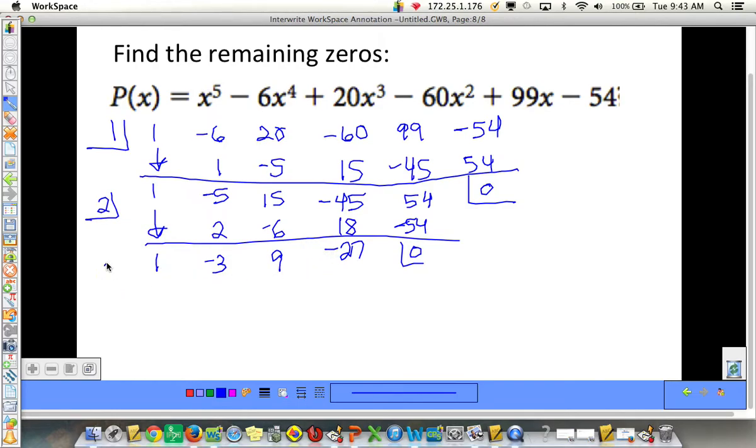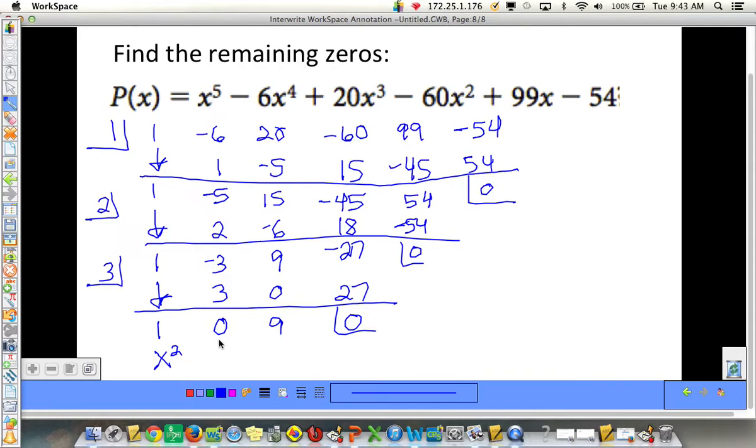I'm going to use the last real 0 I found, 3, to break this down one more time. And I've dropped down my 1, multiply by 3, add, you get 0, multiply by 3, add, you get 9, multiply by 3, add, you get 0. So the remaining factor I get is 1x squared, or just x squared, plus 0x, so I don't even need to write that, plus 9.